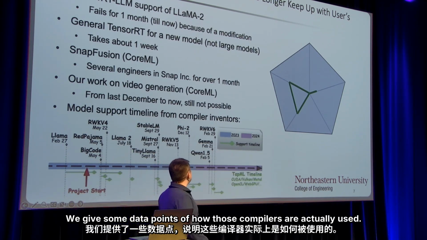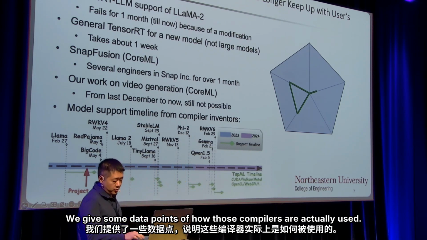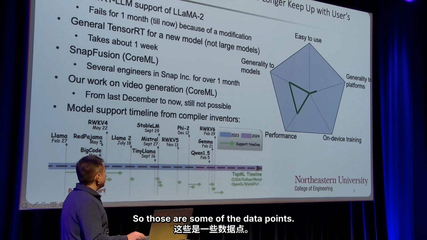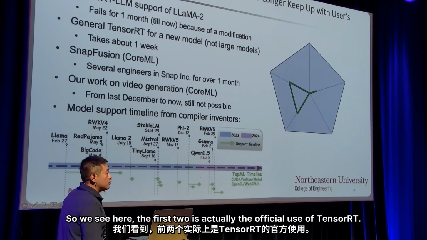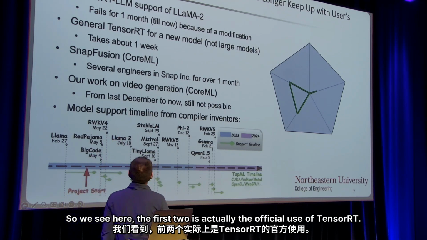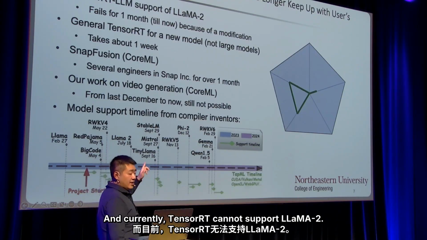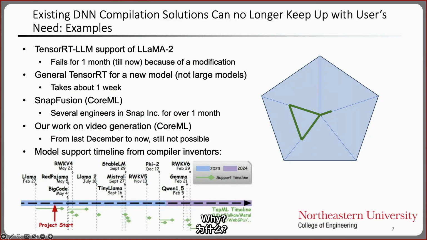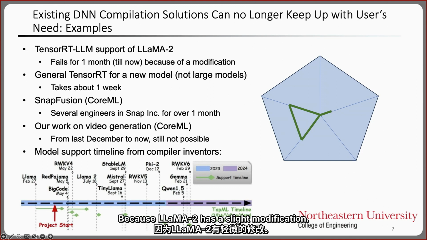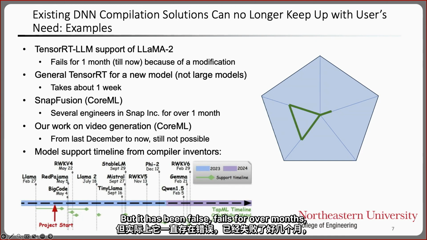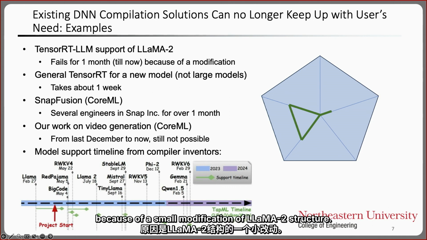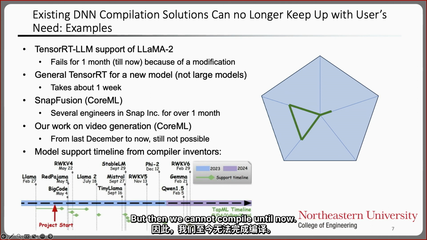We give some data points of how those compilers are actually used. The first is the official use of TensorRT. Currently, TensorRT cannot support Llama 2, because Llama 2 has a slight modification. With TensorRT, everything needs to be fixed before you can compile it. It has failed for over 1 month because of a small modification of the Llama 2 structure, and we cannot compile it until now.